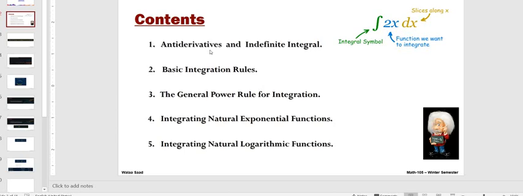We have two types of integration, definite and indefinite, that we will discuss. We will discuss also some integration rules: the general power rule, the natural exponential, and the natural logarithmic.